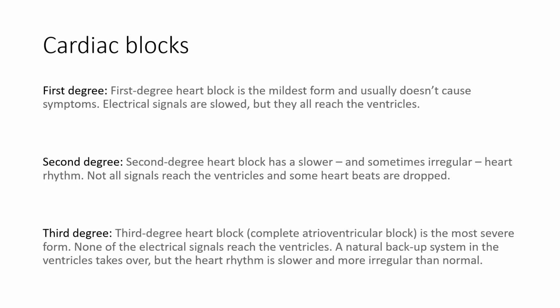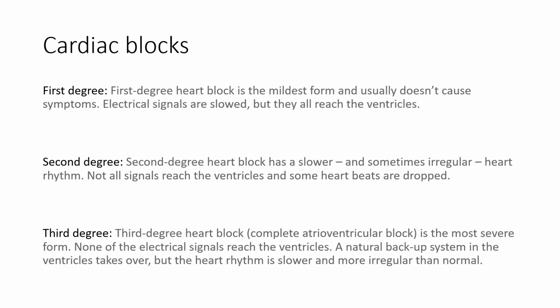The second degree cardiac blocks, however, the block is a little slower and sometimes causes an irregular heart rhythm. And not all of the signals will reach the ventricles. So some of those heartbeats will be dropped. You'll see a P wave, but you won't see a QRS complex or a T wave.